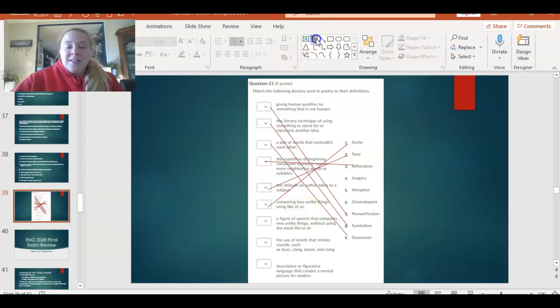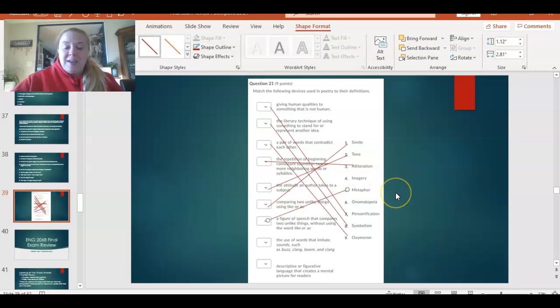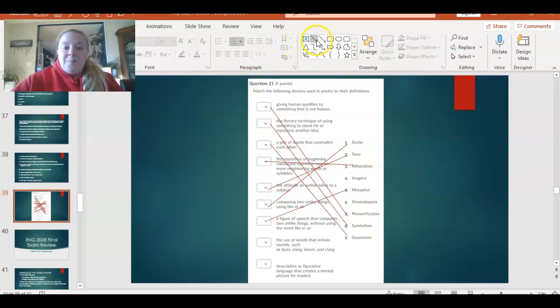The next one is very similar to a simile. It is a comparison without using the words like or as. You should know this as well. It is metaphor. If you're making a comparison between two seemingly unlike things, and you're not using the words like or as, that is what we call a metaphor.